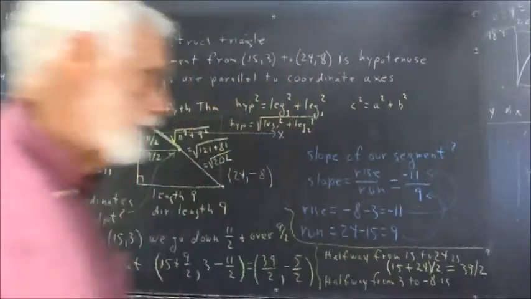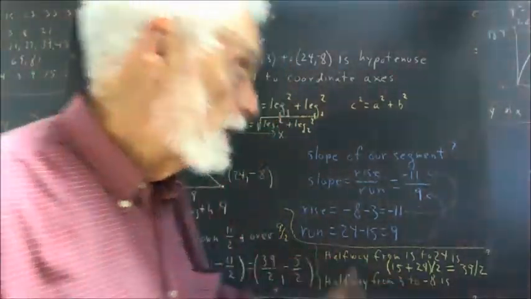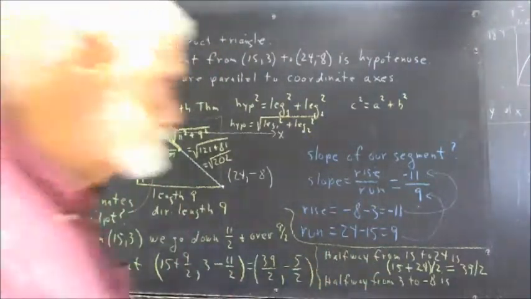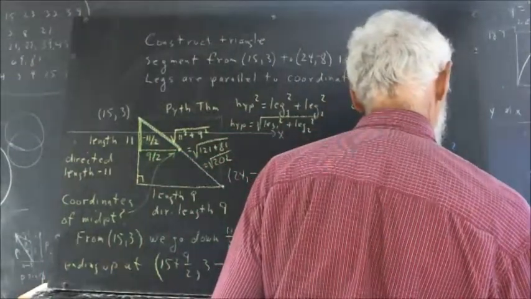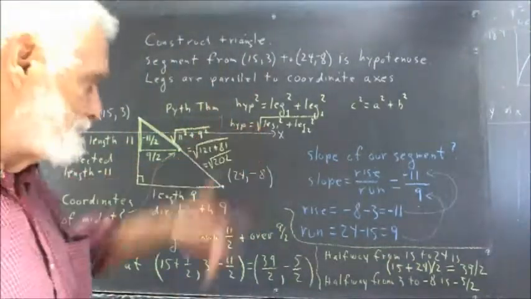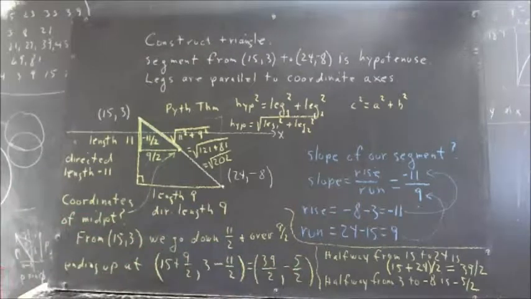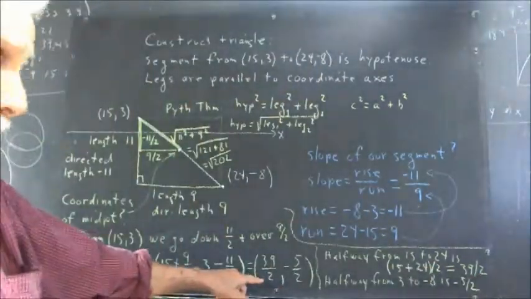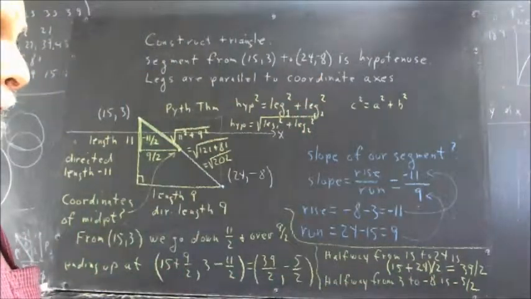So that's 39 halves. And then halfway from 3 to negative 8, you add 3 and negative 8, you get negative 5. I didn't write out the calculation, but you just average 3 and negative 8. You do get negative 5 halves, and notice then that the 39 halves matches what we got here, and the negative 5 halves matches what we got here.